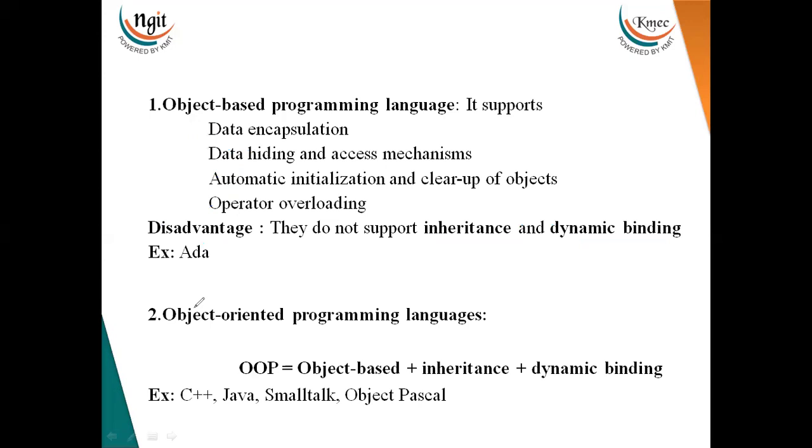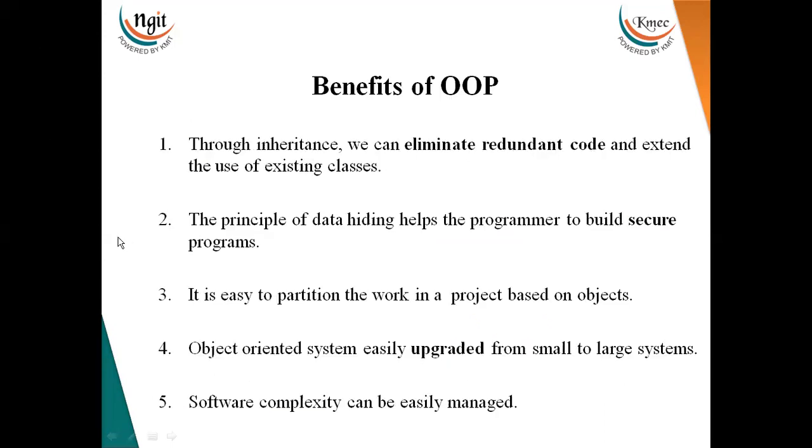Now, object-oriented programming language is nothing but object-based plus it also supports inheritance and dynamic binding. That is called object-oriented programming languages. The examples are C++, Java, Smalltalk, Object Pascal. These are all the different examples for object-oriented programming languages.